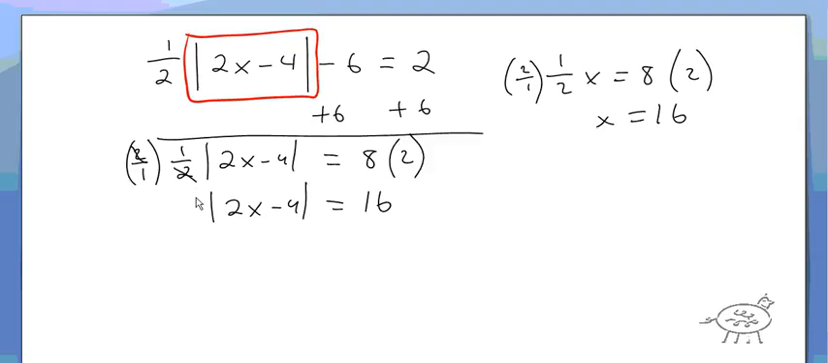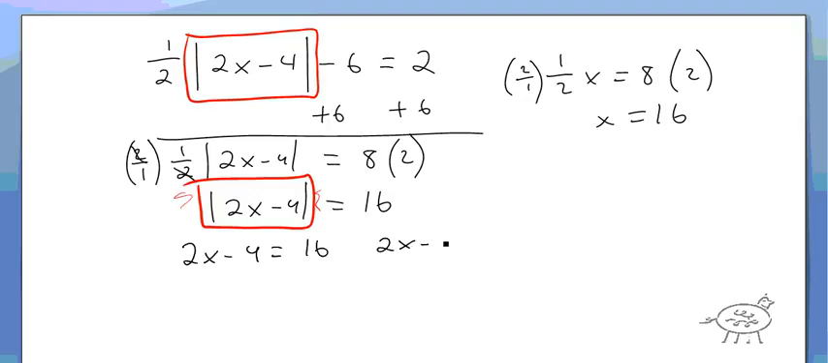Okay, once again, I have not touched that absolute value. It is still intact. Everything is gone around it. There is nothing on the side of it. There's nothing added or subtracted over here. It is all by itself. Once it is all by itself, then I can set up my two problems. So now I have 2x minus 4 equals 16 and 2x minus 4 equals negative 16. I have two problems to solve.